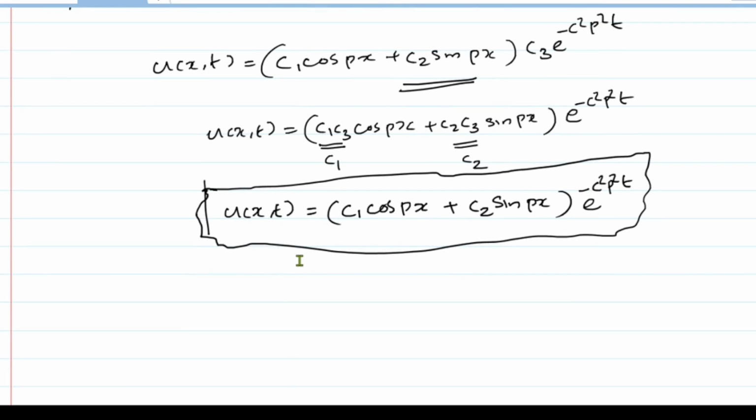So for solving problems we use this particular solution. This is a general case. From this we have to use the initial conditions to obtain values for c1 and c2, and only then can we get the exact, precise solution for the heat equation for the initial conditions applied in the problem.